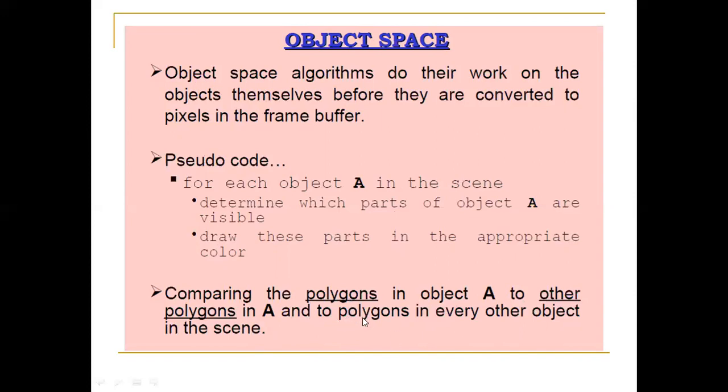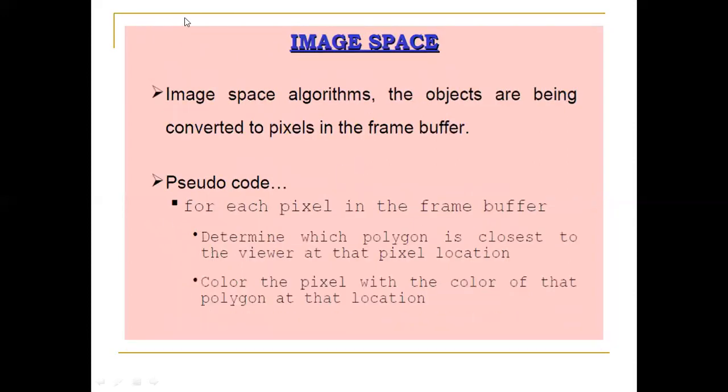If there is any overlapping of the objects in the scene, we have to compare that object with other objects and finally identify which objects have to be displayed in that particular scene. This type of method we call the object space method. Moving to the next one, which is the image space method.